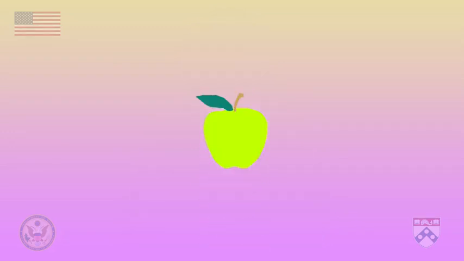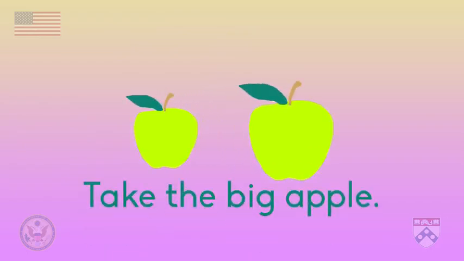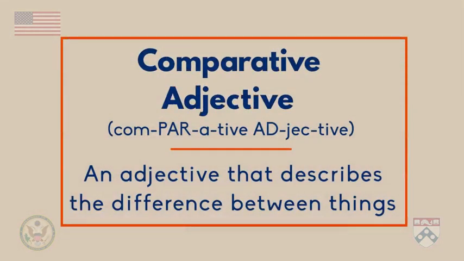So those are adjectives. Now let's say I have two big apples and I want to give you one of them. If I just say, take the big apple, you don't know which apple I'm talking about. We need a way to talk about the differences between these apples. Comparative adjectives can solve this problem because they describe the differences between things.